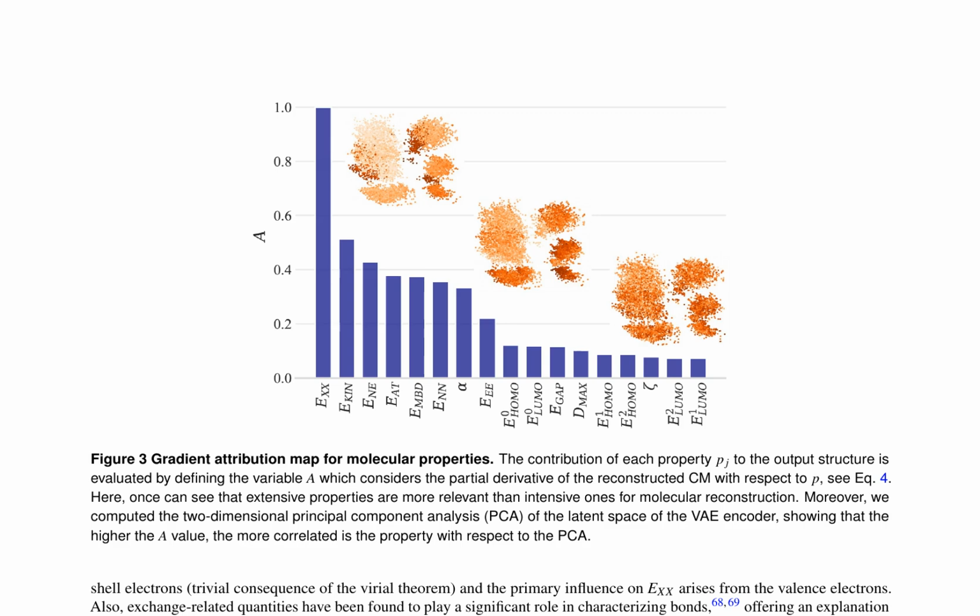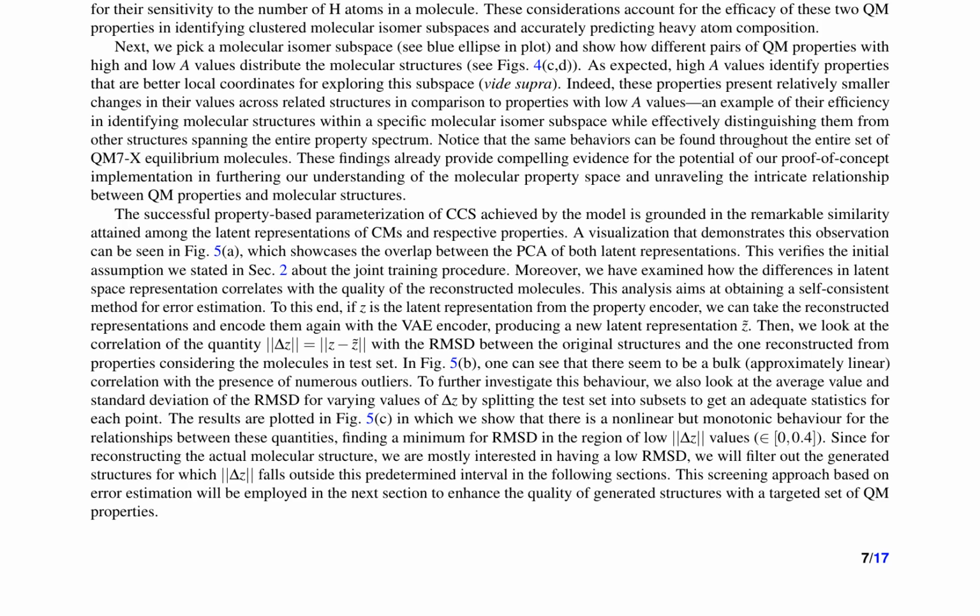The concept of property-based parameterization of the chemical space is introduced, with a visualization demonstrating the overlap between latent representations of molecular structures and properties. This overlap suggests a strong relationship between the molecular structure and its corresponding properties, supporting the idea of property-based parameterization.